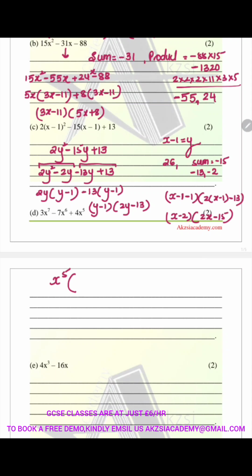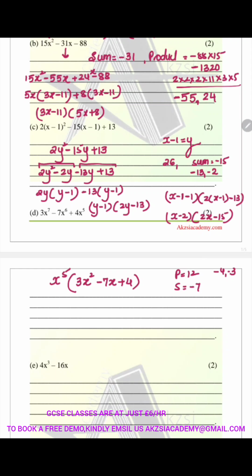Now divide every term by x to the power of 5. You'll get 3x squared minus 7x plus 4. Inside the bracket, now you have a quadratic. And see, can you factorize it? Product should be 12 and sum should be minus 7. Both numbers have to be negative. It's minus 4 and minus 3.